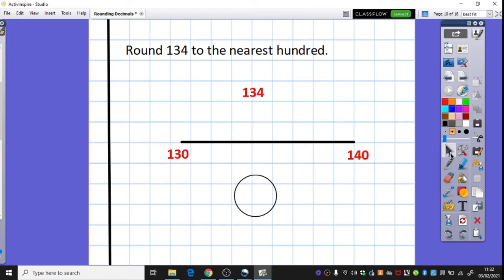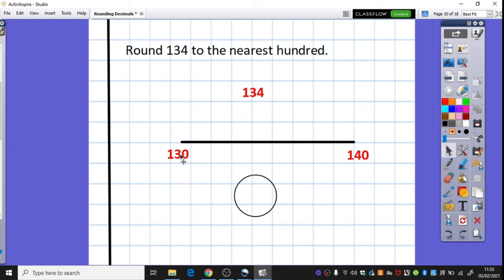We need to round 134 to the nearest hundred. Now I want you to have a look at my number line. If I'm rounding 134 to the nearest hundred, do I need to think about which tens this number falls in between? Or do I need to think about actually what hundred this number falls in between?